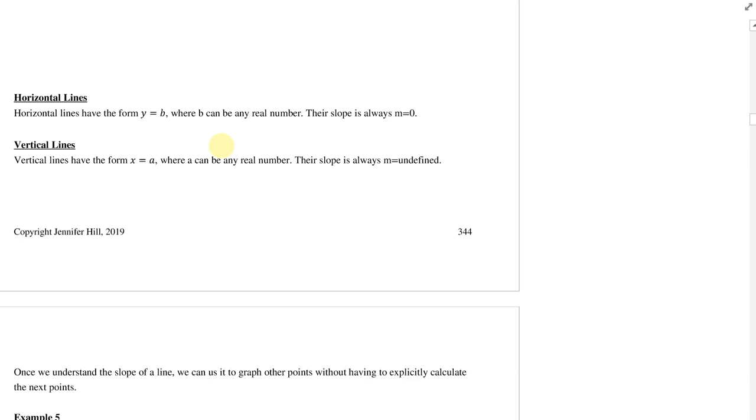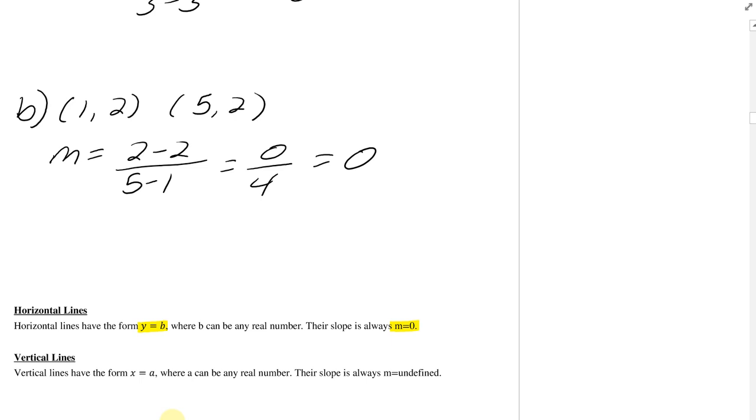So horizontal lines have equations of this form, y equals a number, and they have the slope m equals 0. So this right here would be a horizontal line, and I can actually prove that to myself. So let's see, I will go ahead and just draw this out real quick. So I've got 1, 2, so here's 1, 2, and here's 1, 2, 3, 4, 5, 2. So here's my horizontal line. Okay, confirmed. So this has a slope of 0, and it was a horizontal line, so we're good to go.